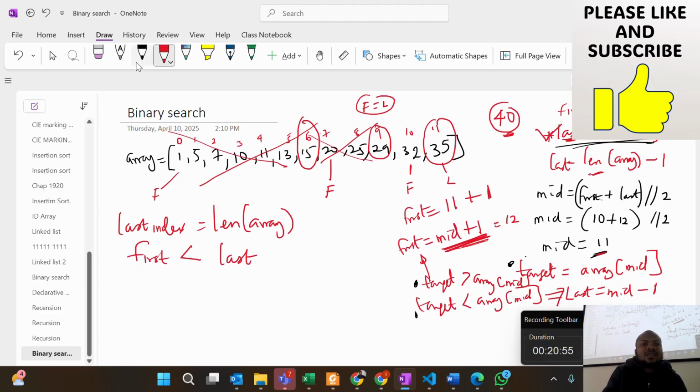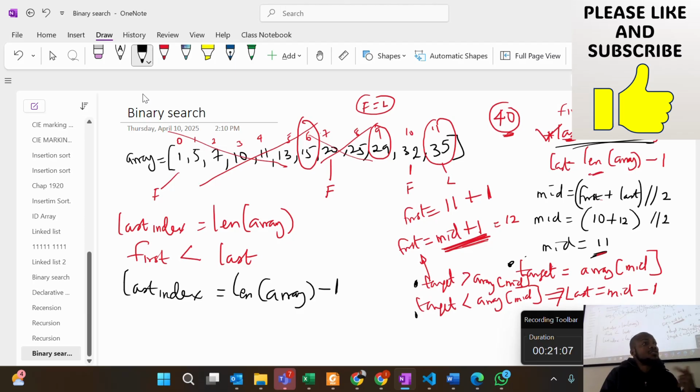But if you use last index is equal to length of array minus 1, you need to continue to search as long as first is less than or equal to last, because last index will be within range, right? But if you use length of array as last, it is out of range. But if you use this, the length of array is still within range. So you must know when to use less than or equal to or less than.